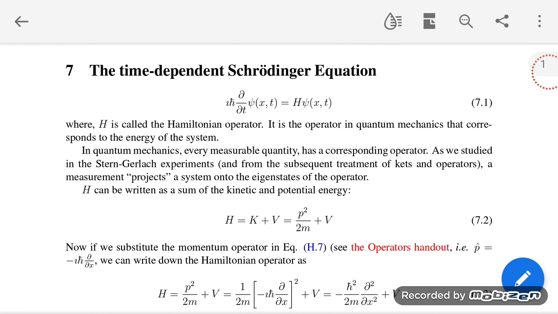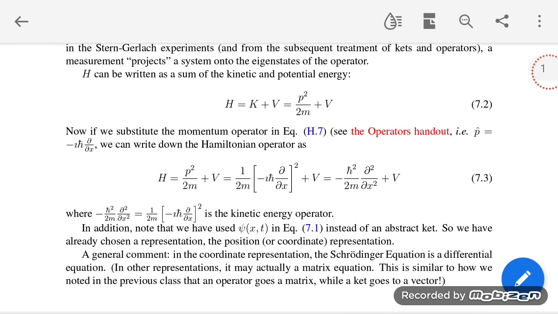So H is the sum of kinetic energy plus potential energy. Generally, kinetic energy can be written as half m v squared, so we can also write kinetic energy as p square by 2m, plus V, that is potential energy. Now we substitute the momentum operator in the equation, where the value of the momentum operator is minus iota h cross del by del x.